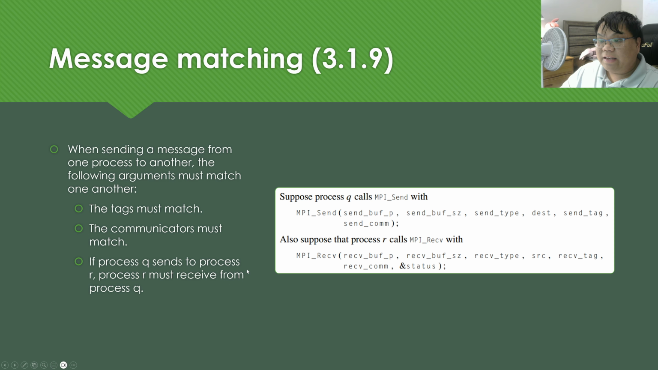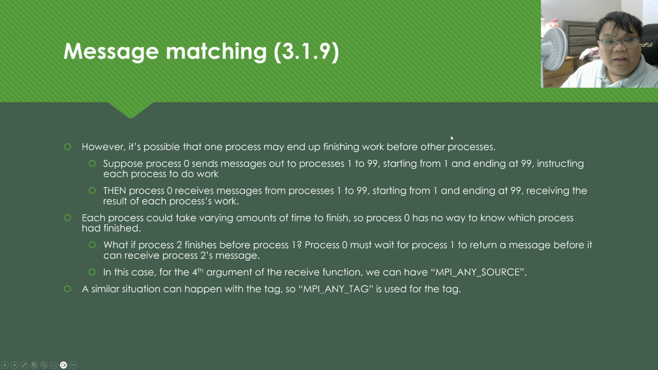So, when you send a message from one process to another, the following arguments must match one another. The tags must match. The communicators must match. And if process Q sends a message to process R, then R must receive from process Q. There are a few caveats regarding sends and receives.